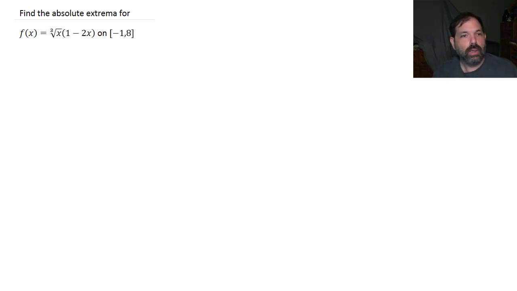All right. Now the function cube root of x times 1 minus 2x on the interval negative 1 to 8. This one is tricky. So be careful calculating the derivative and finding the critical numbers for this one. All right, but now would be a good time to pause and try this one out on your own.